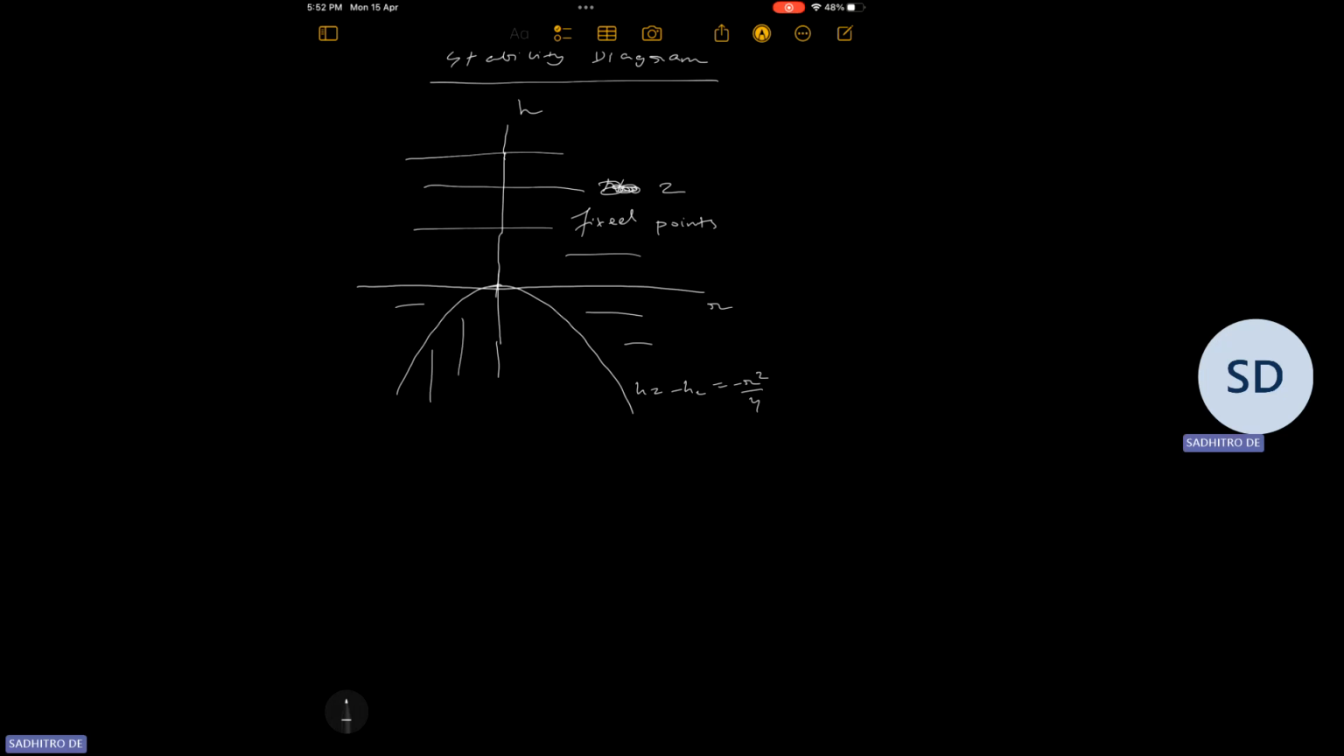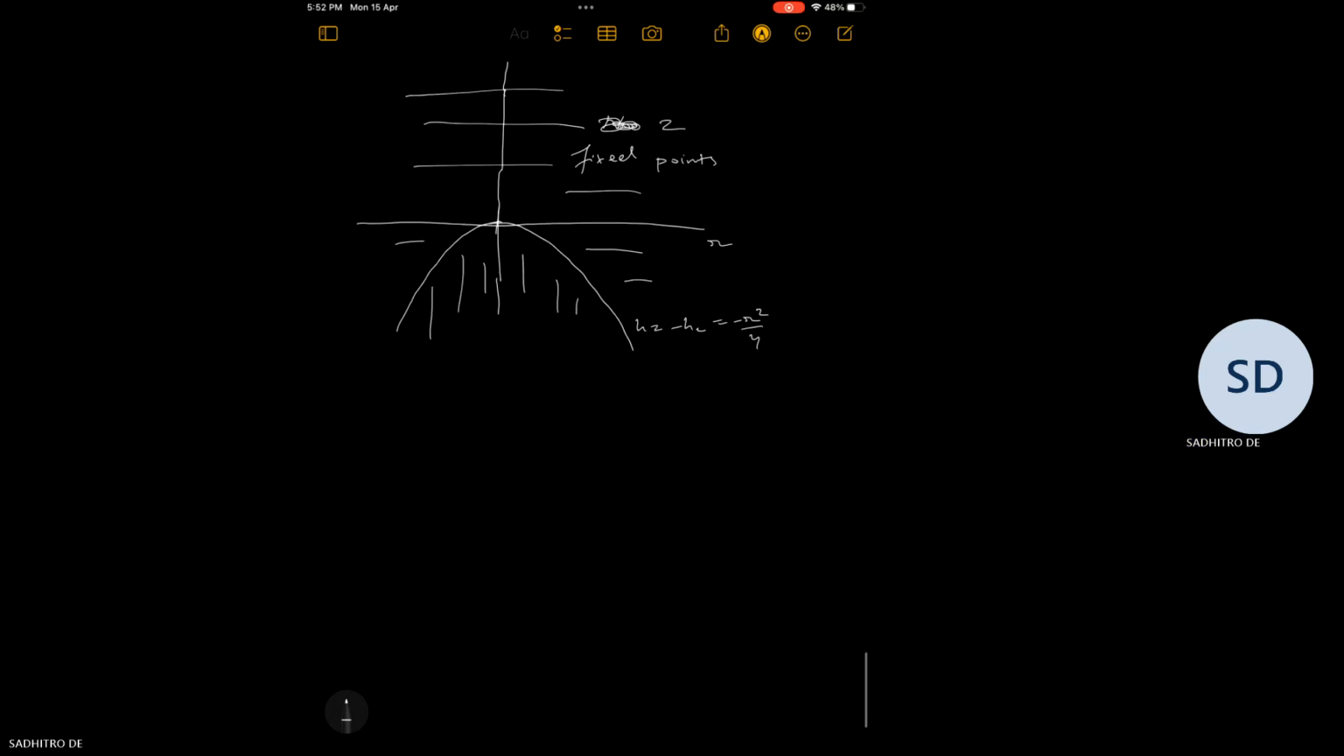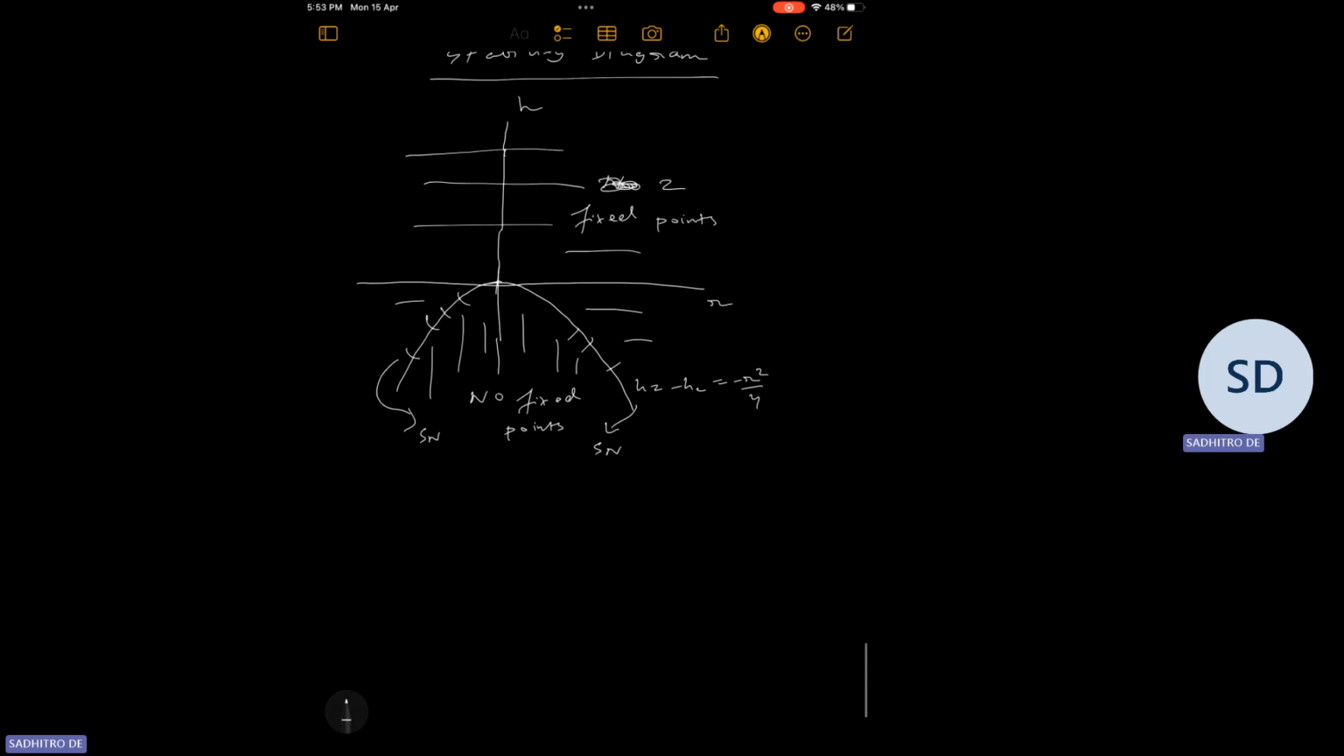This region over here has no fixed points, and across this line over here there will be saddle node bifurcations which actually give rise to the fixed points that we see over here.